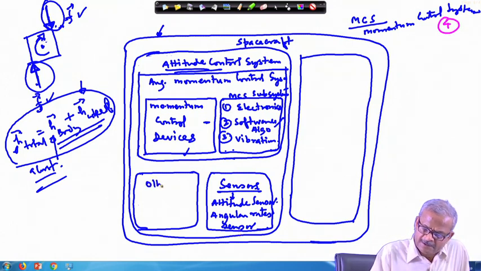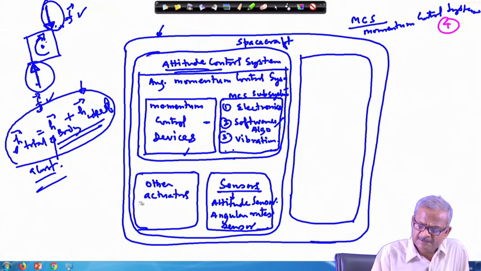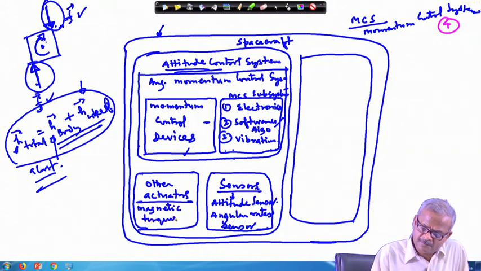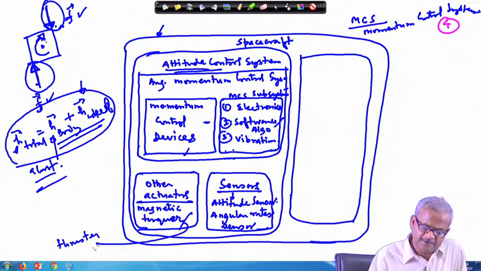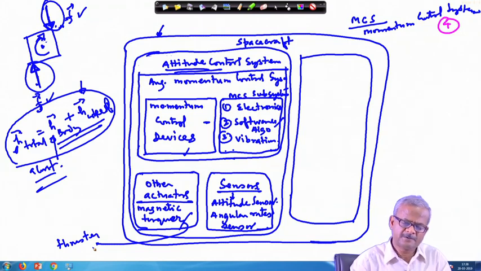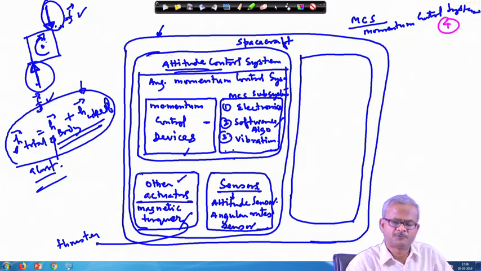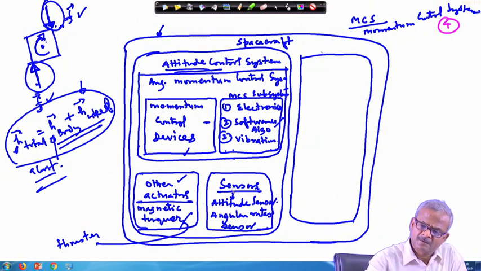And here the other actuators can be there, such as the magnetic torquer. It can be thruster also. So, thruster can also be there. Whatever you can expect, we can put it in the other actuators. Okay. And there are other subsystems.